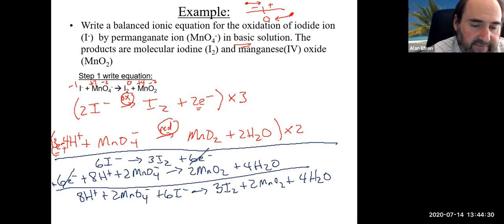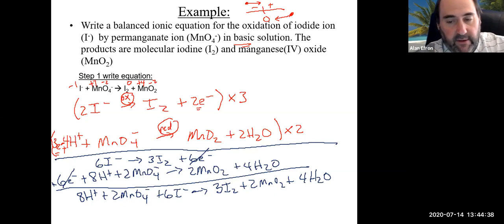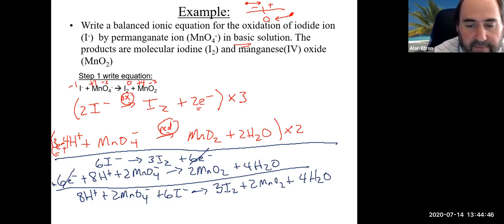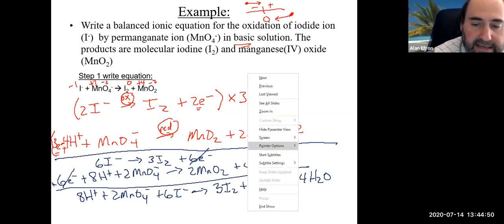Overall charge on the left-hand side, I have plus 8 and minus 8, which is 0. Overall charge on the right-hand side also equals 0. So if we were asked to, again, balance this in acidic conditions, we basically would just put a box on that and we would be good to go. But we are doing basic conditions.